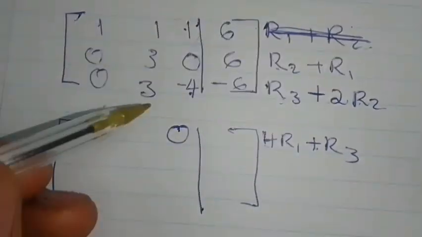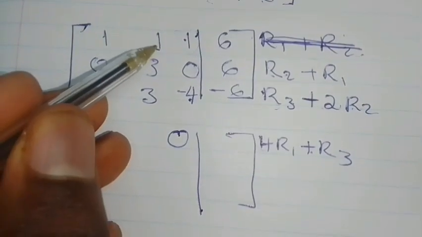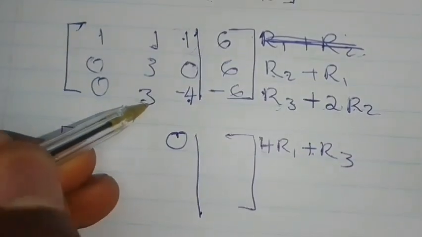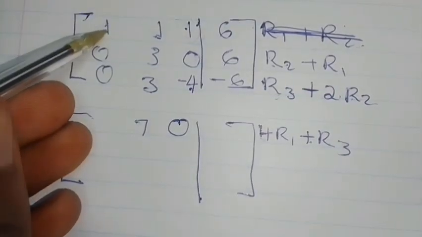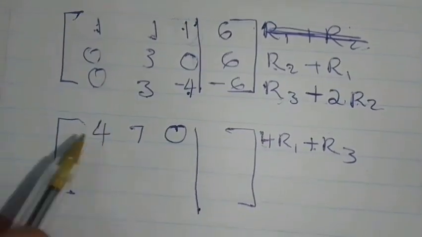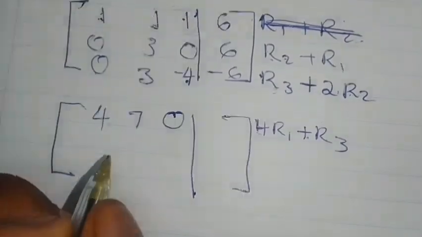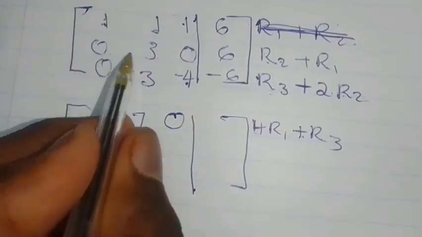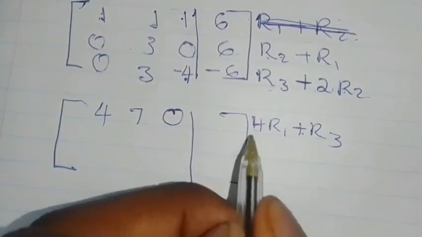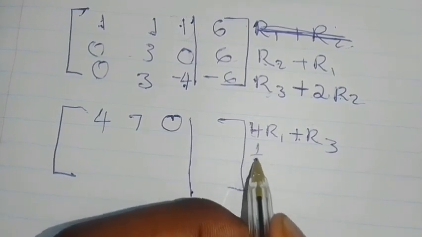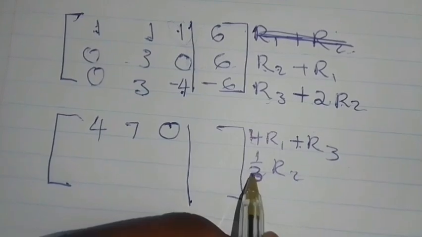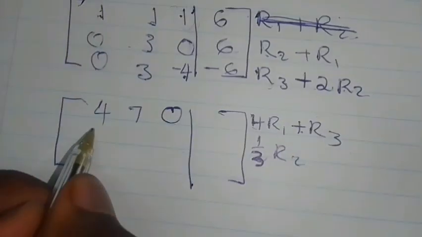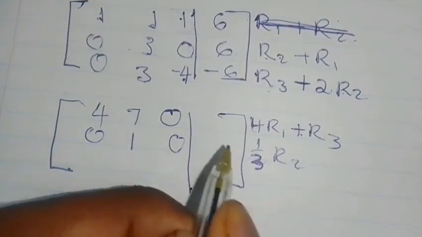So we have 0. And then we have 4 times 1, which is 4, and then we add it with 3, and then we get 7. And then we have 1 times 4, which is 4, and then we add it with 0. It's just going to give us 4. And then what we can do is divide row 2 by 3, so we can get 1 here. So we have 0, 1, 0, and 2.